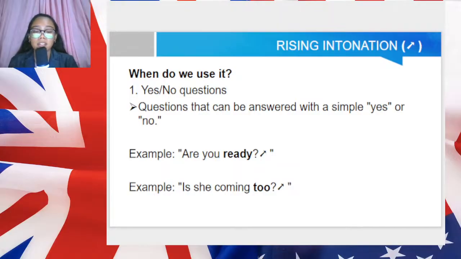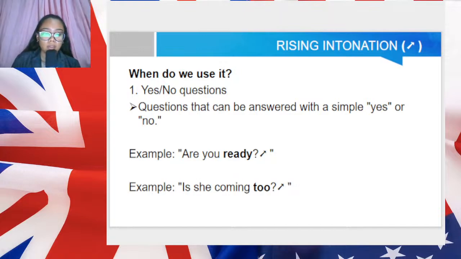That's that. So we're going to continue exploring rising intonation. When do we use it? We use it primarily for yes or no questions. That's the typical behavior of rising intonation: asking questions that can be answered with a simple yes or no. So it's close-ended.